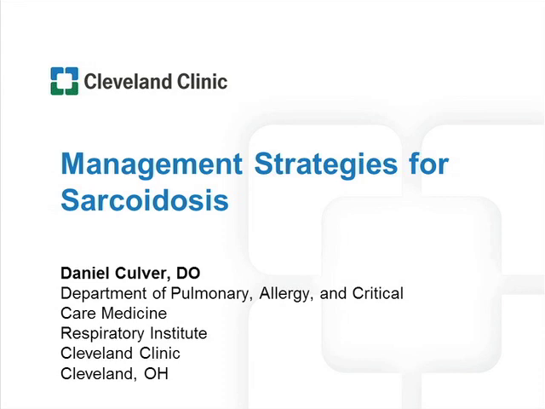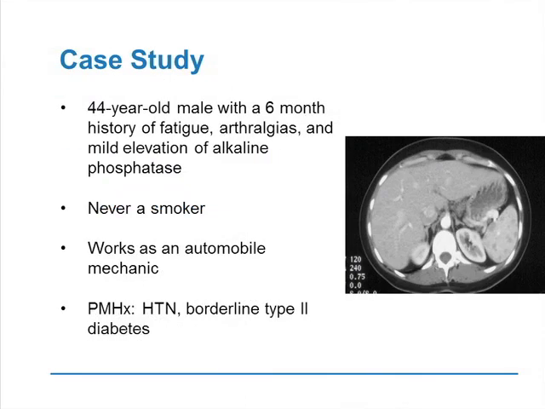My name is Dan Culver. I'm a pulmonologist, and I run the Sarcoid Center at the Cleveland Clinic. The topic today is management strategies for sarcoidosis. We'll start off with a case study, and this is a patient who might appear in your clinic with some questions that are germane to the management.